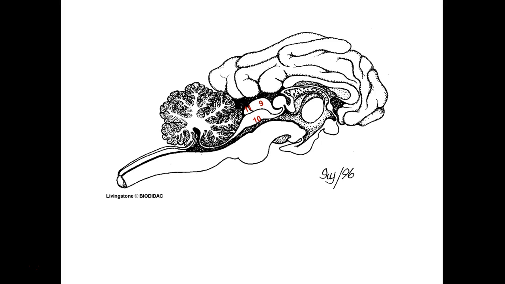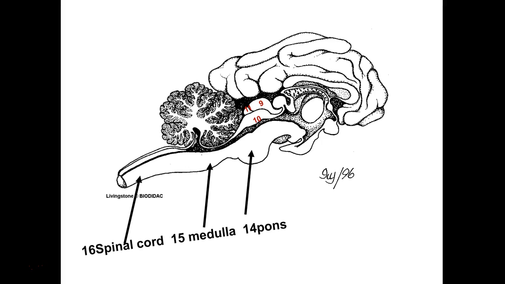Now, I went ahead and labeled 9, 10, and 11. We've actually already put those numbers on our worksheet. Remember that 9 is the superior colliculus, 11 is the inferior colliculus, and collectively they make up the corpora quadrigemina. This, you should remember, is the spinal cord. This is the medulla. This is the pons. And so that would be 16, 15, and 14 on that picture on the bottom of the page.